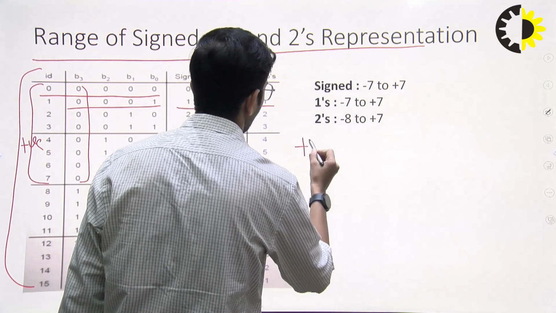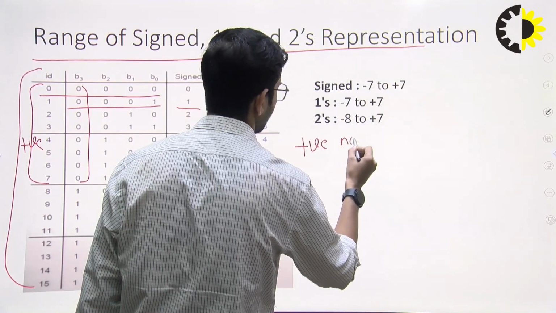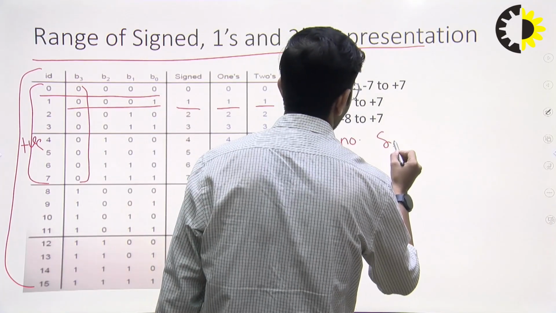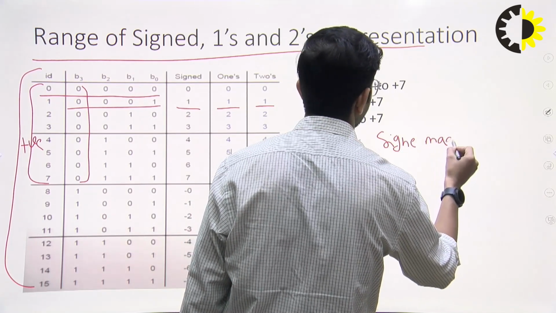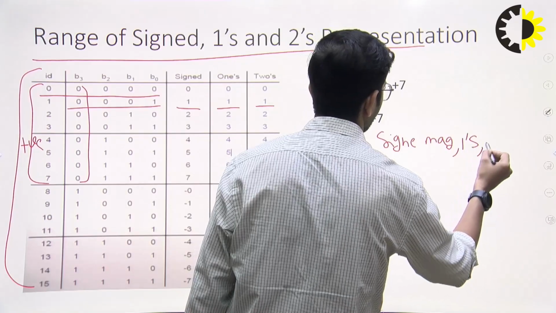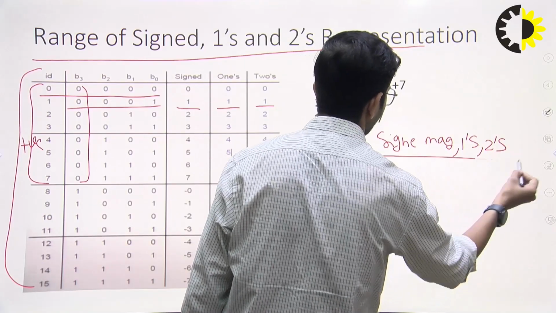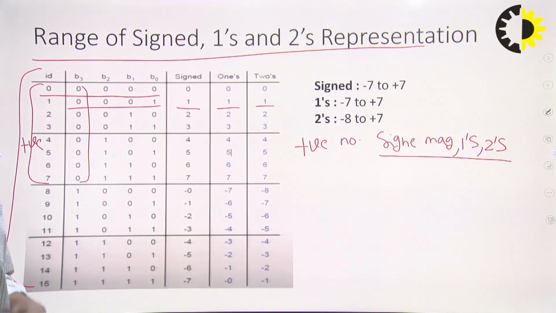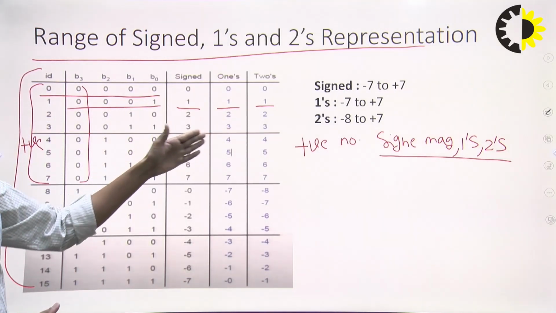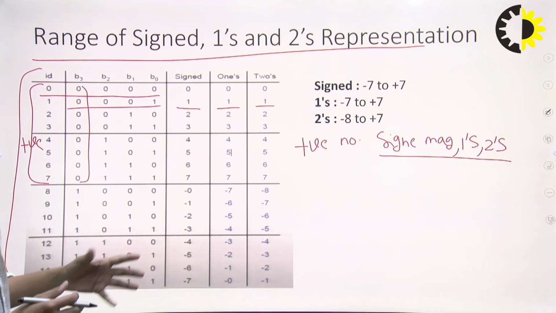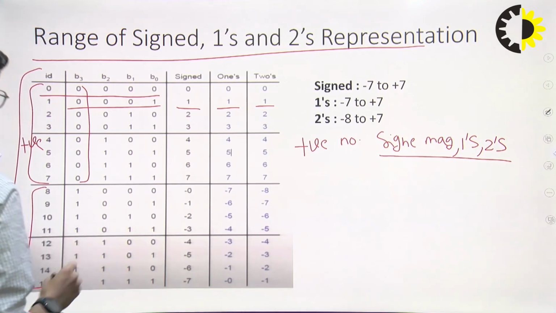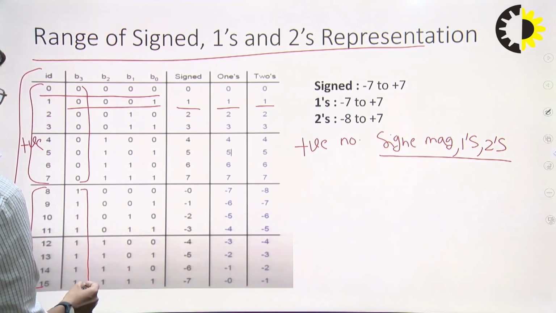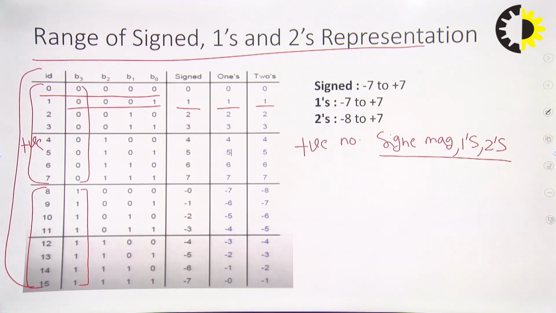Because for positive numbers, sign magnitude representation, 1's complement and 2's complement, all three are the same. We do not need to check the 1's and 2's complement of the positive numbers because all three are the same for the positive numbers. Now from 8 to 15, the MSB weight is 1. That means from 8 to 15, sign magnitude, 1's complement and 2's complement, all three are different.